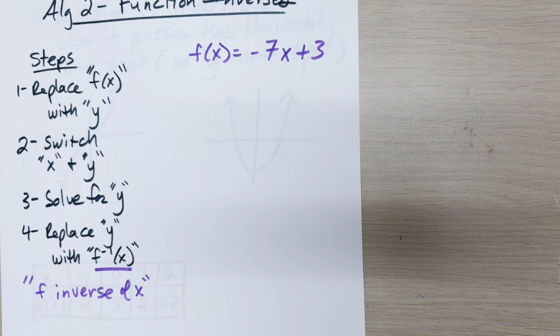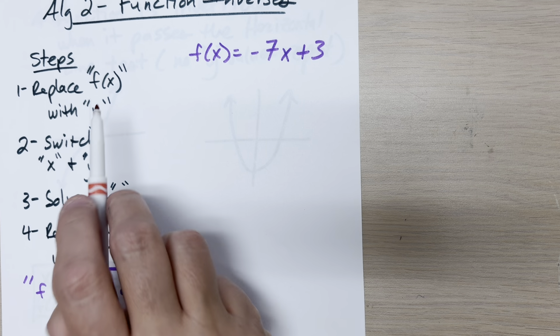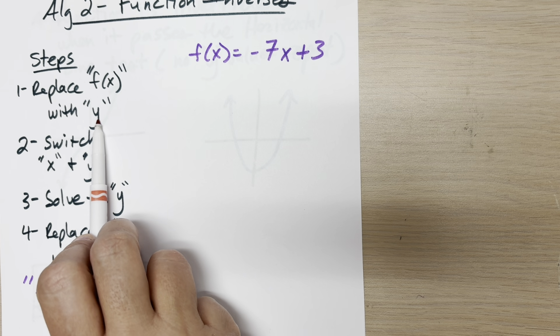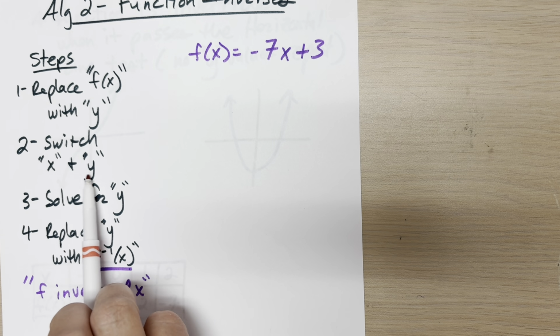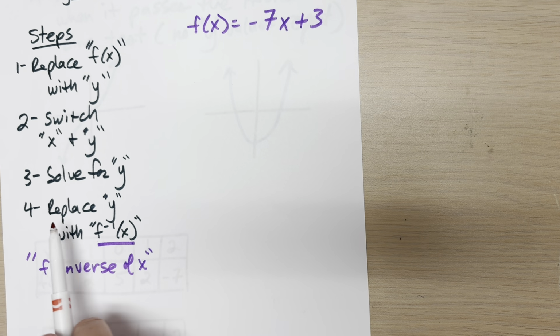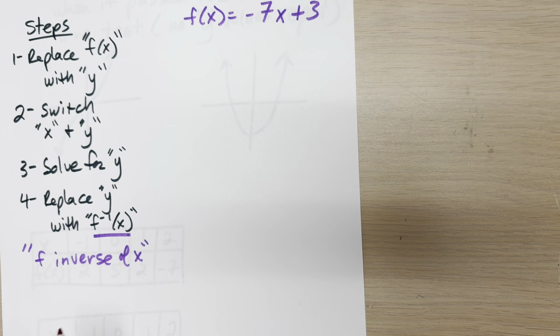You can see here what we're going to do is if we have an f of x or a g of x, any of those letters, we're going to replace that with a y. Then we're going to switch x and y, solve for y, and finally replace y with f inverse of x. So this little symbol down here, this notation, f inverse of x. Some people say it f inverse x. I like of x. That's just me. That's the way I was taught, so that's what I do.